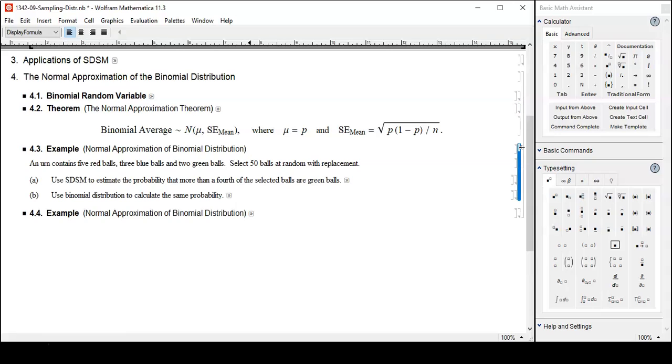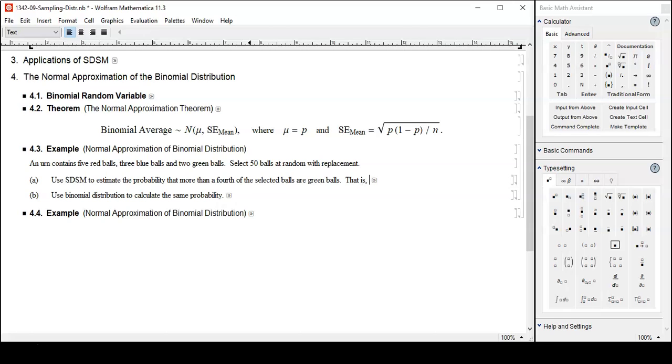Now here is an example problem. An urn contains 5 red balls, 3 blue balls, and 2 green balls. Select 50 balls at random with replacement. It's with replacement, so we have independent repetition, so we can use the central limit theorem. Use the sampling distribution of sample mean to estimate the probability that more than a fourth of selected balls are green balls.